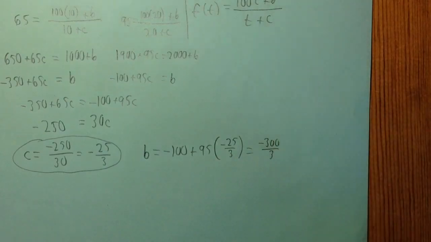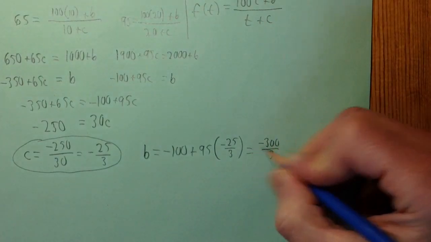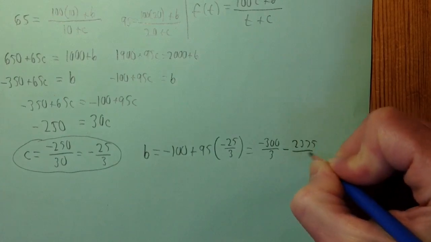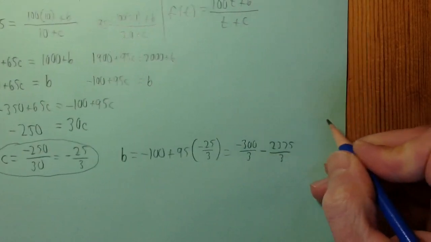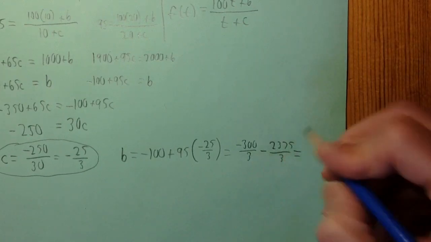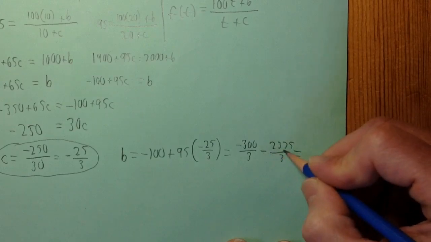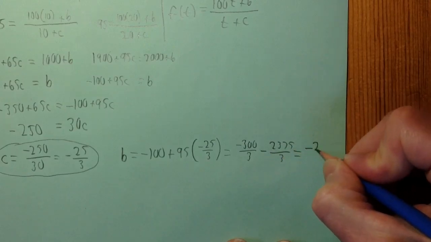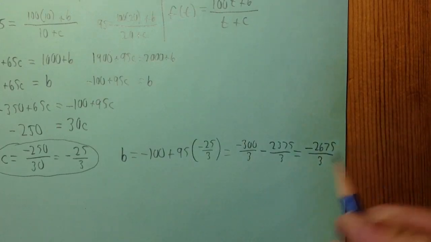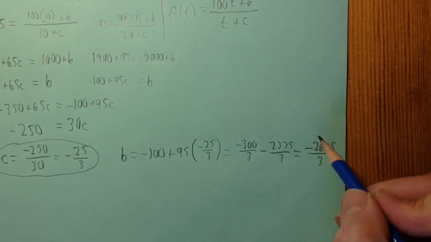95 times negative 25 is some horrible number. 95 times 25 is 2375. It's negative, so minus 2375 over 3. Keeping this as thirds then. Negative 300, so add 300 to that, negative 2675 over 3, and we'll just leave it as a fraction again. So that's what our B is.